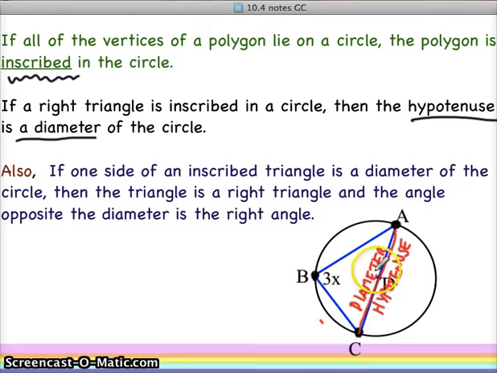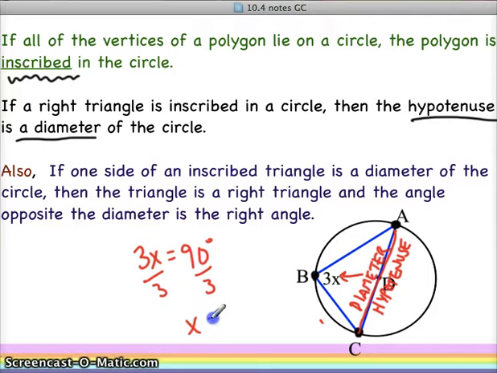So if this is the hypotenuse of the triangle, then the angle across from it should be a 90-degree angle. So that 3x should be 90 degrees. So if I divide by 3, then that would mean that x equals 30.